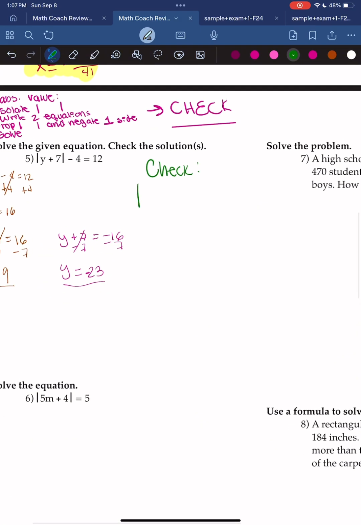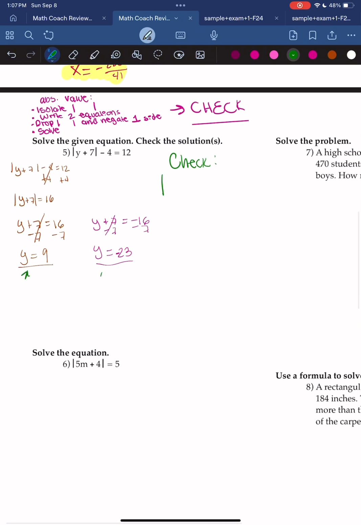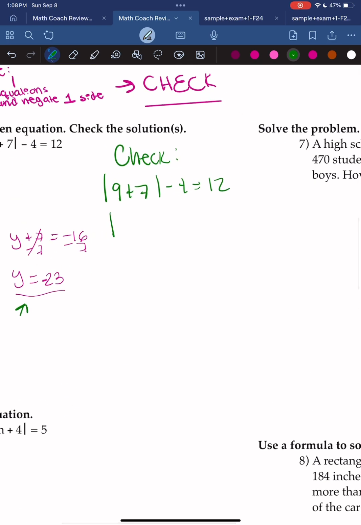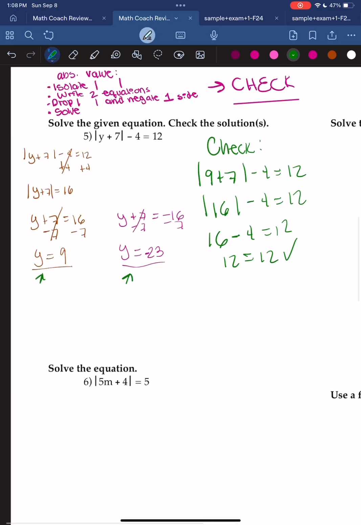And then we plug in the number that we got into the original equation to check it. So y, in this case, since we're checking the first one, is going to be 9. Plus 7 minus 4 equals 12. Okay. So what's 9 plus 7? 9 plus 7 is going to give us 16 minus 4 equals 12. What's the absolute value of 16? It's just 16 minus 4 equals 12. And 16 minus 4 does equal 12. So that one is correct.